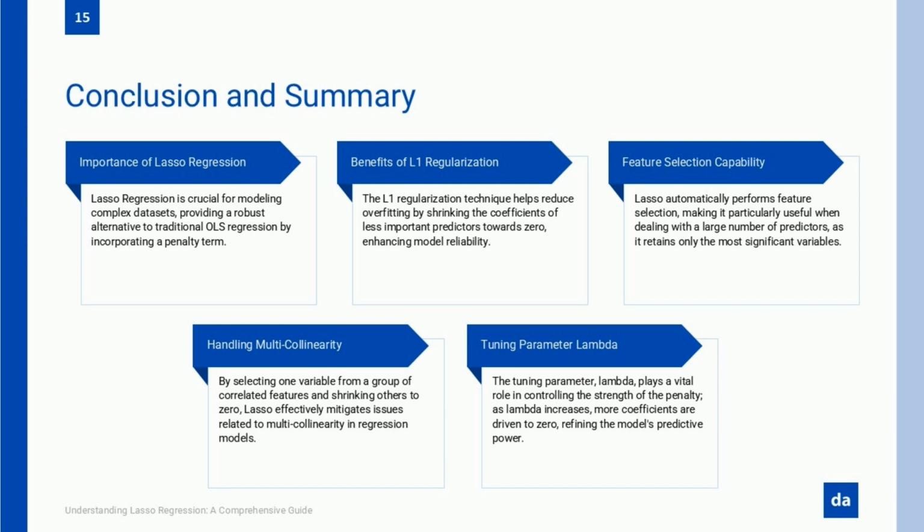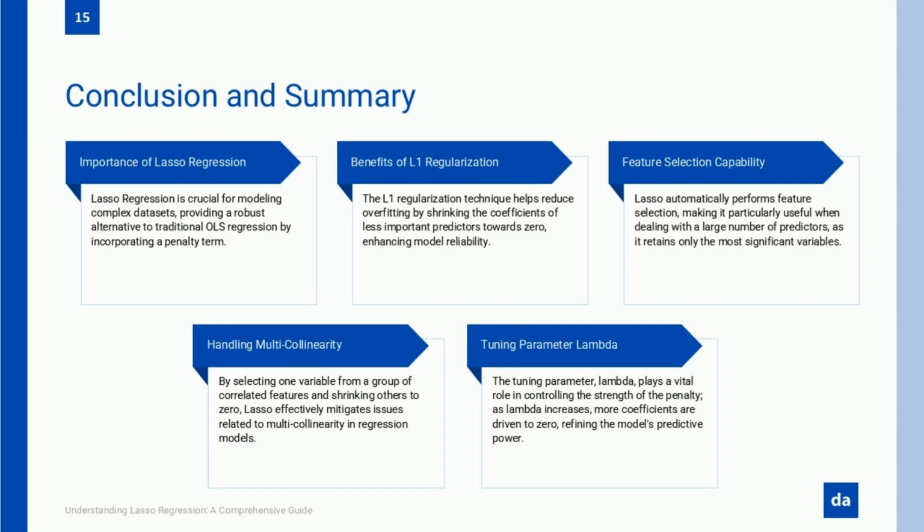Lasso regression is more than just a regression technique. It's a powerful tool for feature selection, model simplification, and preventing overfitting. Unlike traditional regression methods that keep every variable, Lasso actively shrinks coefficients and removes the ones that don't contribute much. This makes it incredibly useful for high-dimensional data sets, where we need to filter out noise and focus on what truly matters.